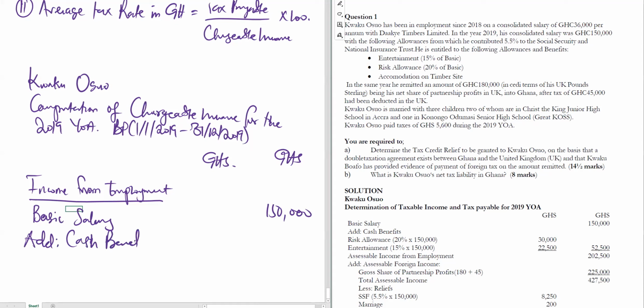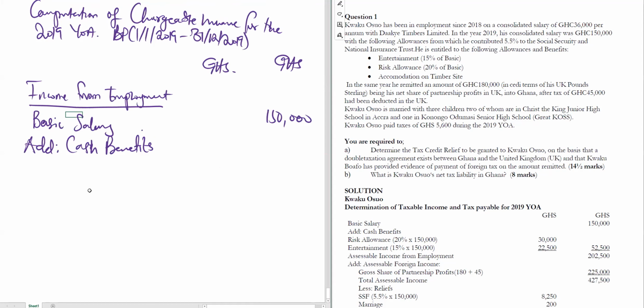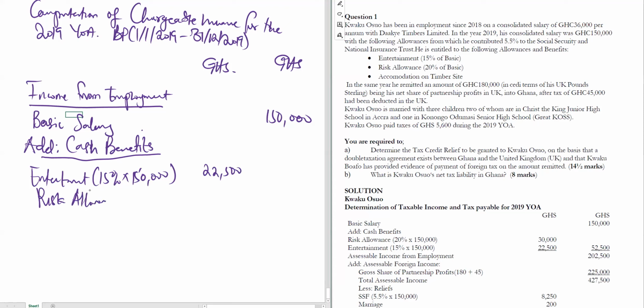There were some cash benefits. Did you receive any cash benefits? Yes, entertainment. They said he gets entertainment at 15%. That's 15% of the 150,000. That gives us how much? 22,500. Then he had risk, right? Risk was 20% of his basic. That's 30,000. So we added to get 52,500.